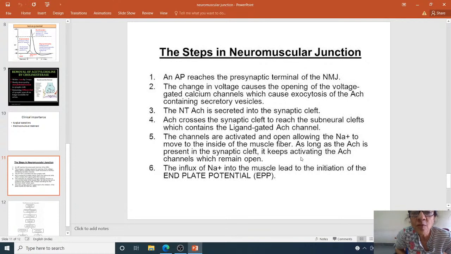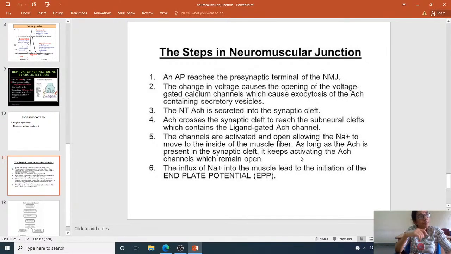The influx of sodium into the muscle leads to the initiation of the end plate potential. You should remember, end plate potential is non-propagative. It is only local. So when it summates and goes from -90 to -60, only then is there an action potential. All the end plate potentials will not give rise to an action potential. Only when it comes up to -60 is there an action potential.